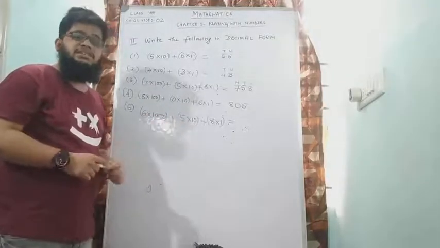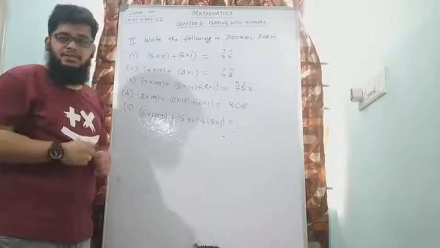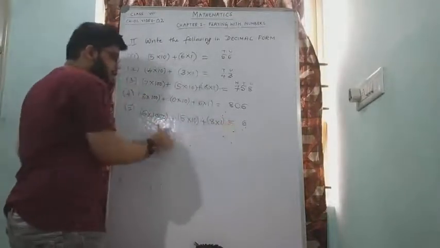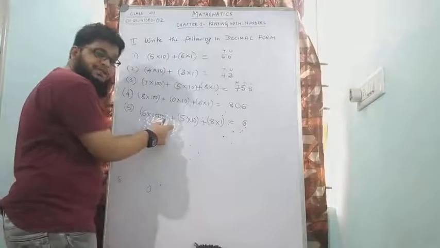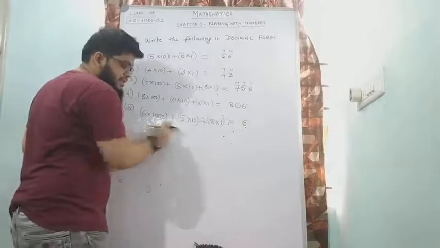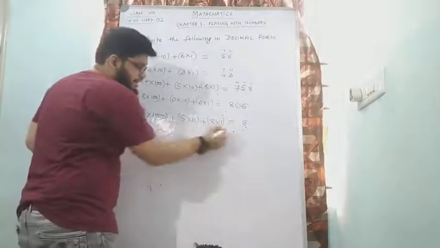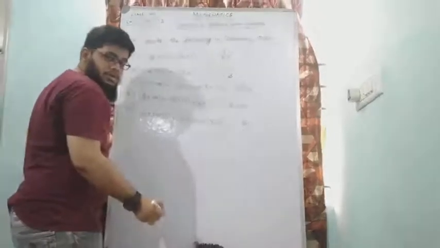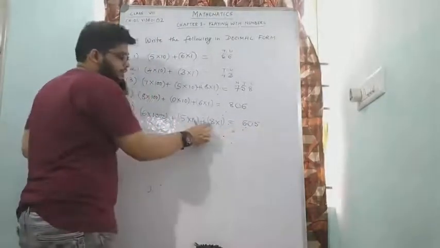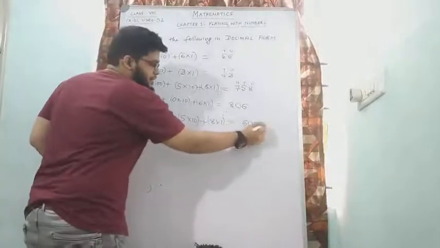So whichever place is missing, in that place we will have to mention 0. Example, I have 6 in thousands place, I will write 6. But after thousands I should have had hundreds, but I don't have hundreds in this question. Therefore in place of hundreds, which is missing here, I should mention 0. And in place of tens I have 5, so I will write 5. And in place of ones I have 8, so I will write 8.